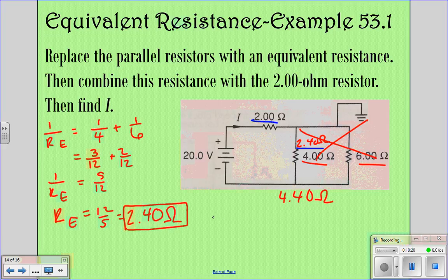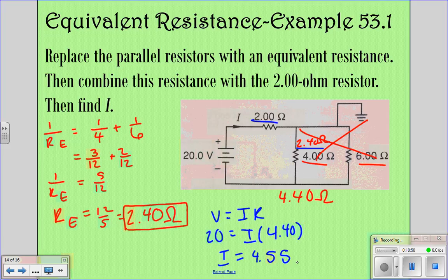And so now we're going to use our formula, voltage equals IR. Our voltage is 20. We are looking for the I, the current, and then our resistor is 4.40. If you do 20 divided by 4.4, you end up with 4.5454 repeating. We have 3 sig figs, so 4.55 amps would be your I. Okay, so that's how you deal with parallel resistors and also combining resistors in series.